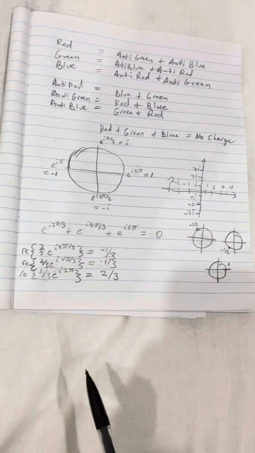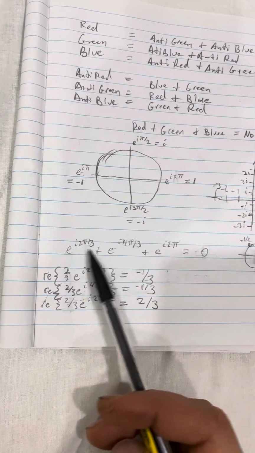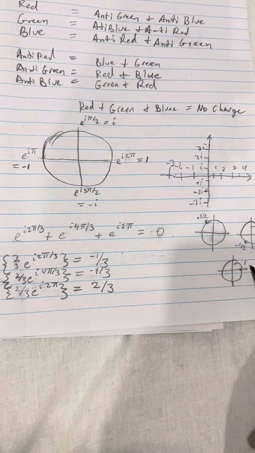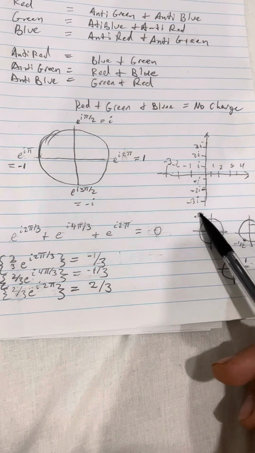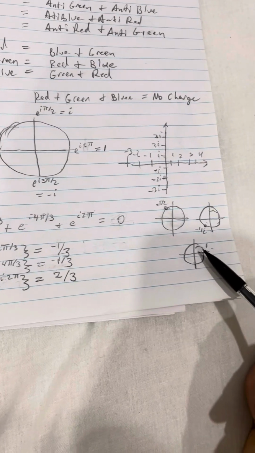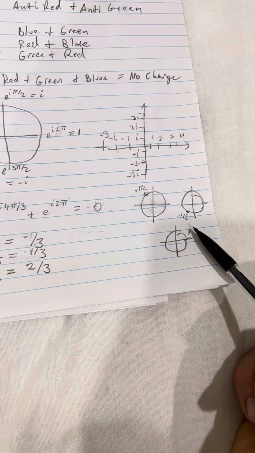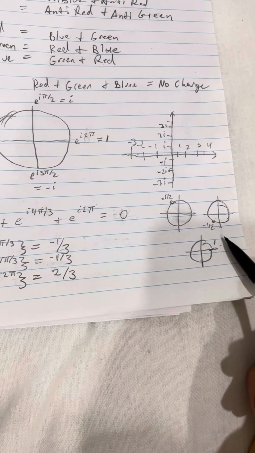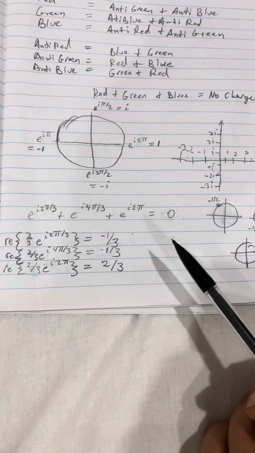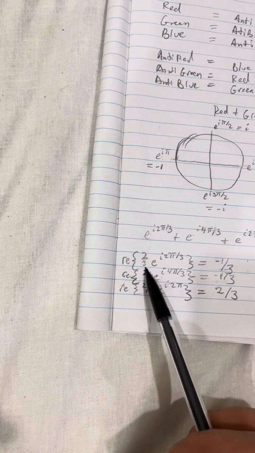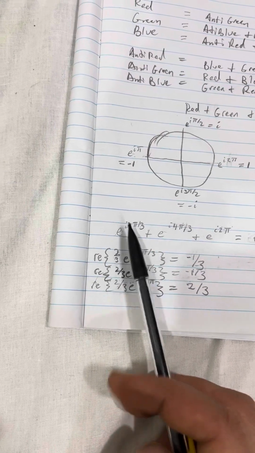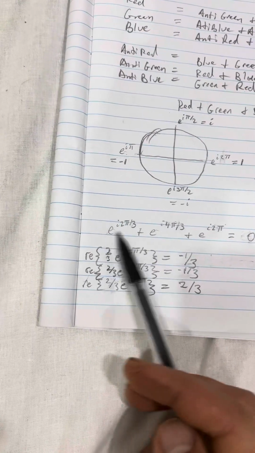The only problem with that is the ratio is -1/2, -1/2, 1, and we want a ratio of -1/3, -1/3, and +2/3. So we can do that by putting a factor of 2/3 in front of these coefficients, or sorry, these angles.